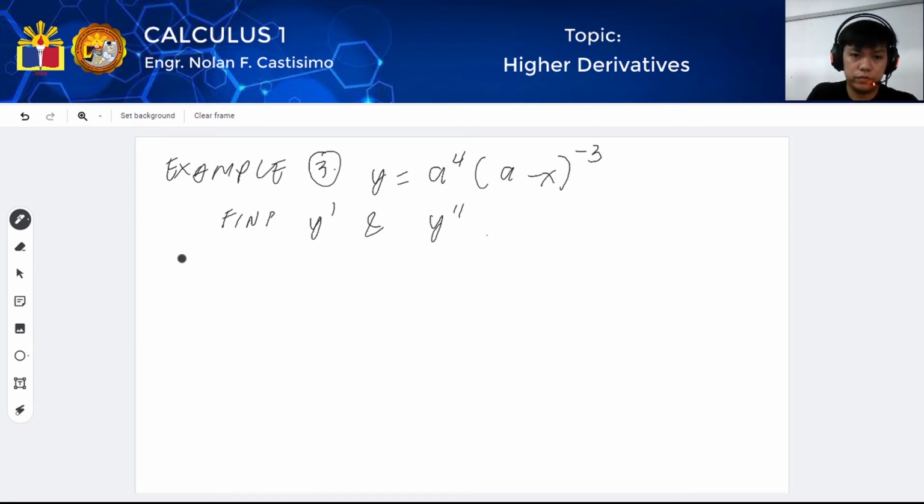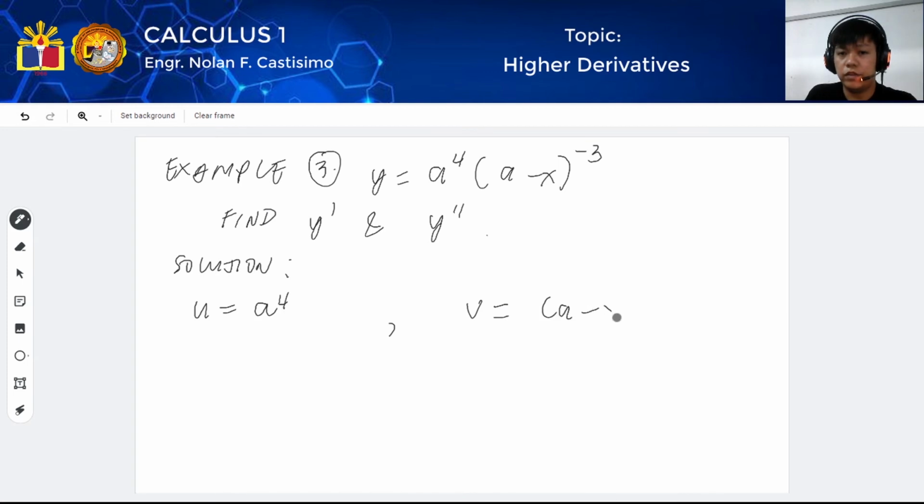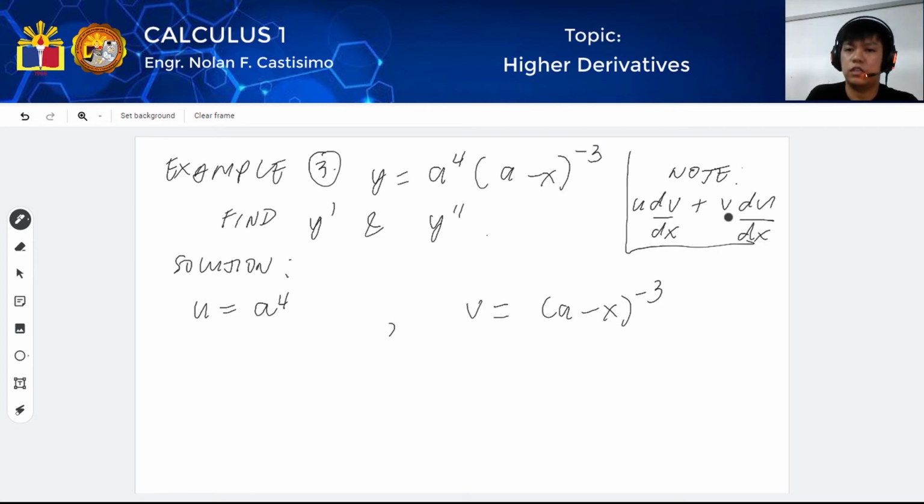Okay, so solution. Let u is equivalent to a raised to 4 and v is equivalent to a minus x raised to negative 3. So note ko lang yung formula natin ng derivative of product. We have u dv plus v du. Okay, dv over dx. Note. Okay. So, ano derivative ni a raised to 4? du over dx is equivalent to 0. Kasi nga sabi mo kanina, constant si a.